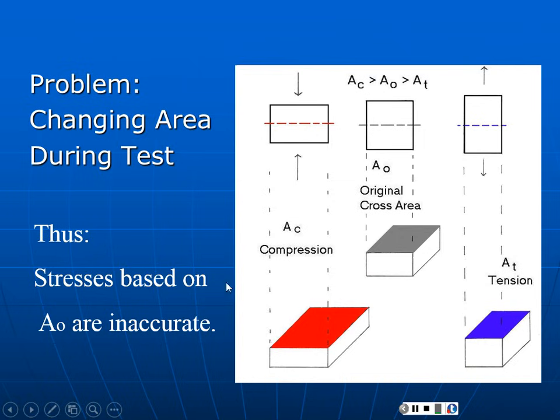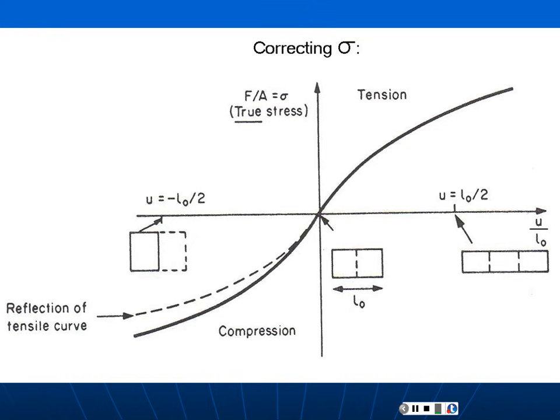So here's your problem. In compression, the area is increasing. In tension, the area is decreasing. So the actual stress isn't going to be accurate if we're dividing by original area. We have to divide by the instantaneous area in the two situations. Okay? Now, how do we fix that? Well, we simply measure the area continuously or instantaneously. And from that, we can calculate what we call a true stress curve.